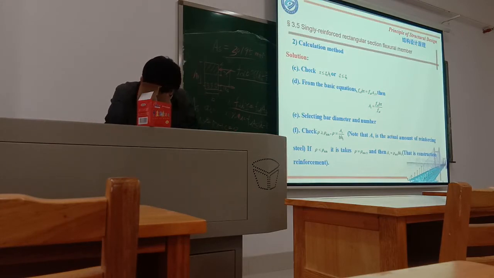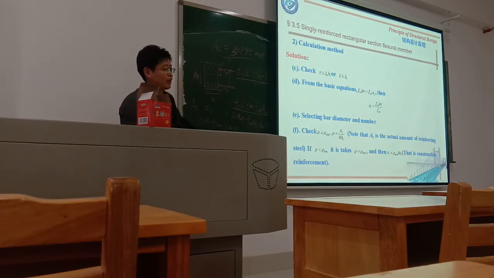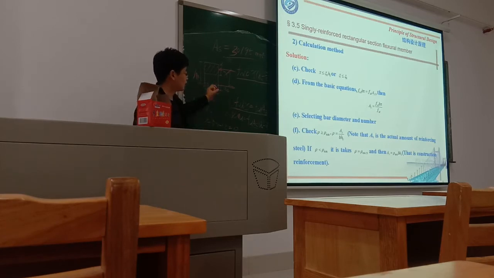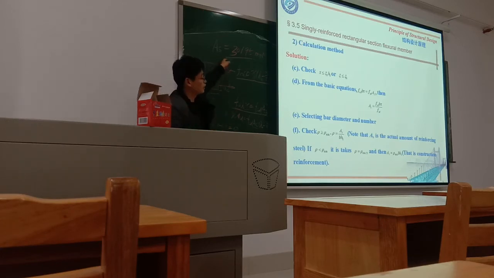Just write the diameter and the number: what type of diameter you use and how many pieces. Of course, you can choose different diameters. Maybe one is diameter 30 or one is 20, something like this, to make sure to make this area.